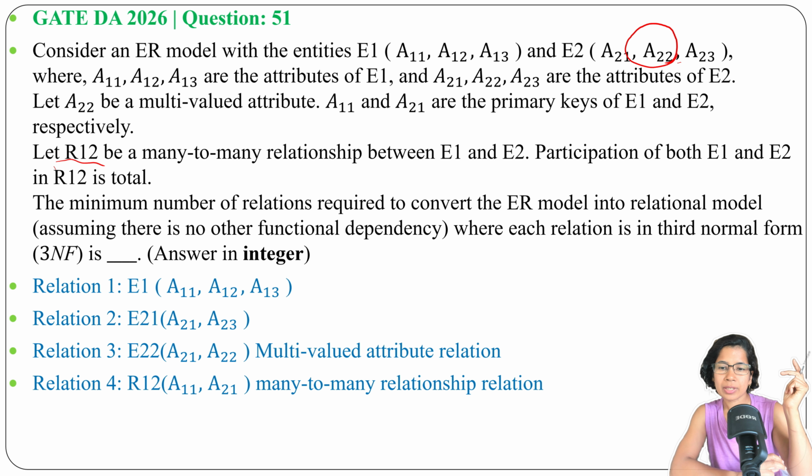So in this question we need two separate relations for the multi-valued attribute and the many-to-many relation. And there are two entities E1 and E2, for them also two. So in total we need 4 relations. Answer will be 4. I already discussed how we can design the ER model.